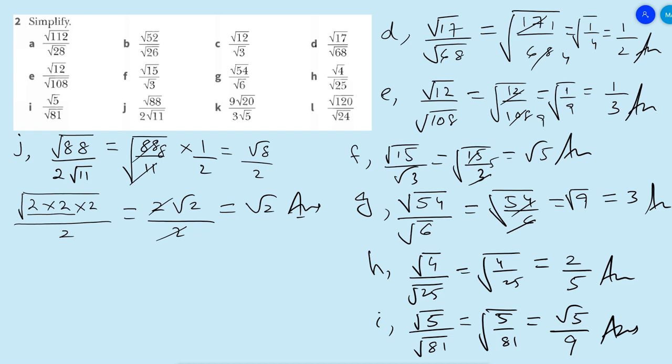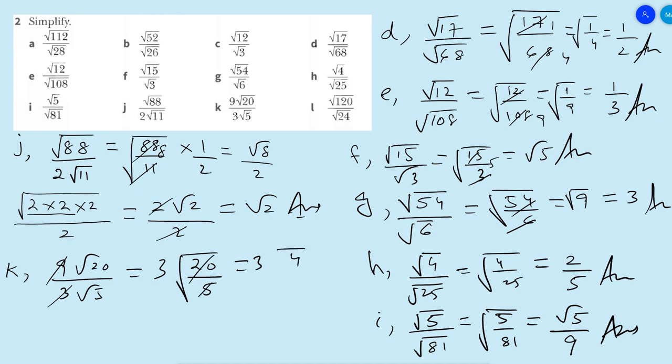Okay, come to part K. 9 root 20 upon 3 root 5. Very easy. 3 threes are 9, the outside value divided by the outside value, and these two roots can be written in 1 root, 20 upon 5. 5 fours are 20, root 4, and 3 times root 4 is 3 times 2, and 3 twos are 6. This is the final answer of part K.